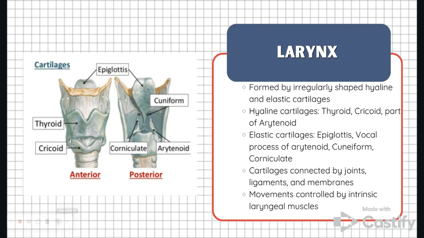Okay. So let's take a look at what I've written here. Formed by irregularly shaped hyaline cartilage and elastic cartilage. You need to know what type of cartilage makes these up. Hyaline cartilage forms the thyroid, cricoid, and part of the arytenoid. The elastic cartilage forms the epiglottis, vocal processes of the arytenoid, and the cuneiform and corniculate. Then we have the cartilage connected by joints, ligaments, and membranes. Movements are controlled by intrinsic laryngeal muscles. Okay. Again, very easy, very lab oriented. This is stuff that we've taken in lab.